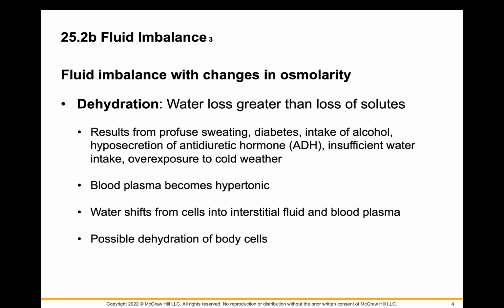In this situation, the plasma actually becomes hypertonic because there is less fluid. Water will shift from cells into the interstitial fluid and blood plasma. The consequence of this is possible dehydration of cells within our body.